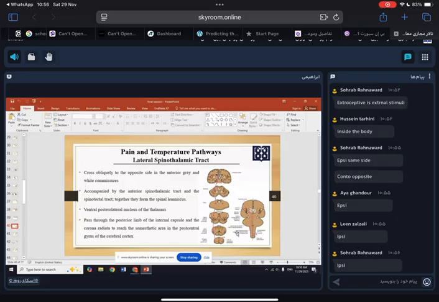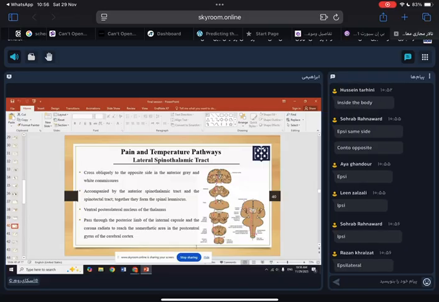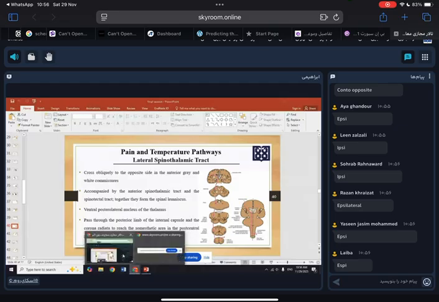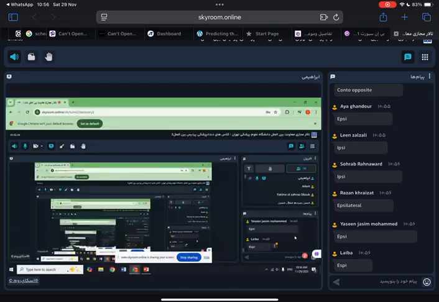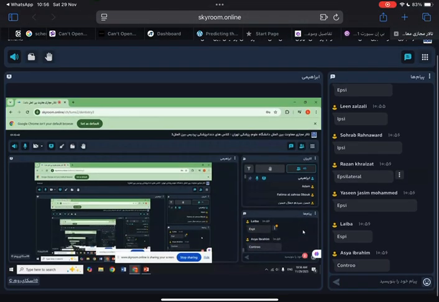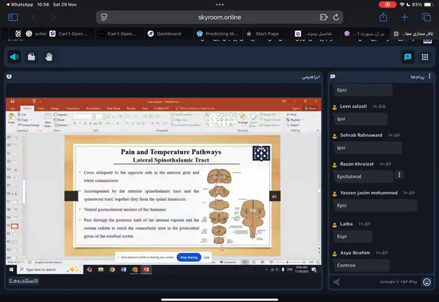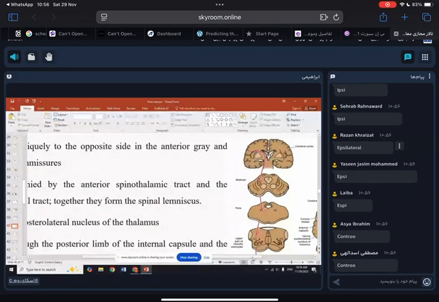Look at the picture and tell me, is this part ipsilateral or contralateral? All of you are telling the false answer. Yes, Isa Ibrahim said true. This is contralateral. Look at this part. Yes, Mustafa, that's true. It is contralateral.